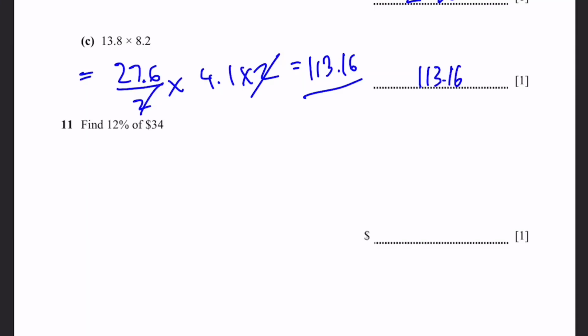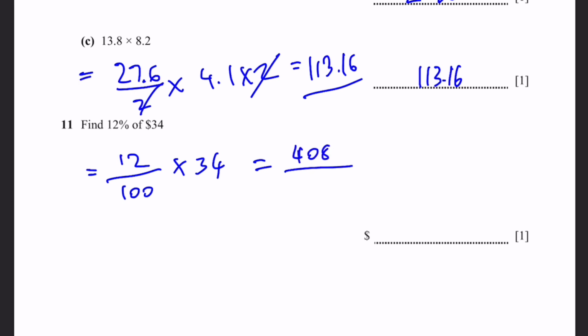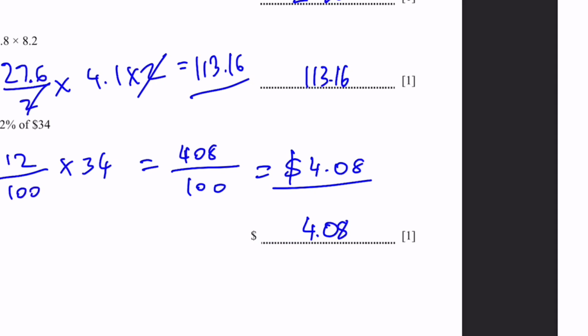That's the answer. Question 11. Find 12% of $34. So that'll be 12 by 100 into 34. We cannot use a calculator in this paper, so we have to do it normally. 12 into 34 is simply 408. 408 by 100 is equal to $4.08. That's the answer.